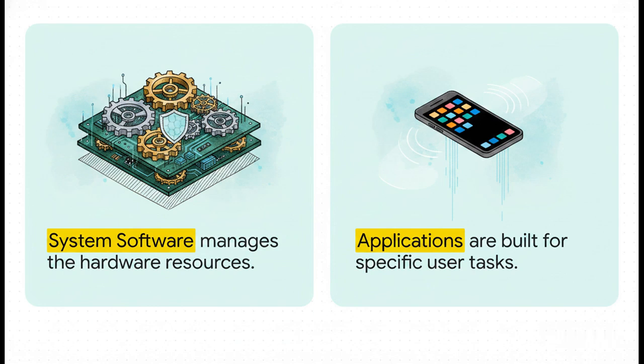But let's be real. You don't buy a phone just to stare at the operating system. You buy it for the applications. Applications sit right on top of the OS and are built for very specific tasks. When you tap the Uber app to book a ride, that application sends instructions to your iOS, which then talks to your phone's network card to fire that request out into the world.